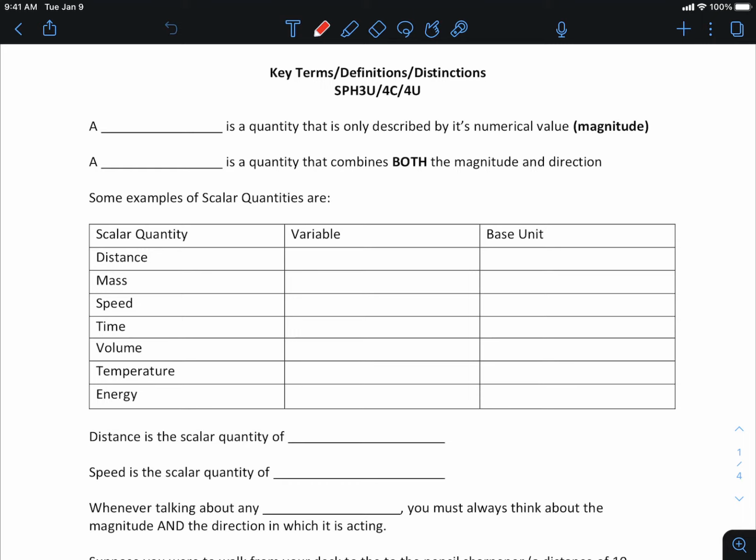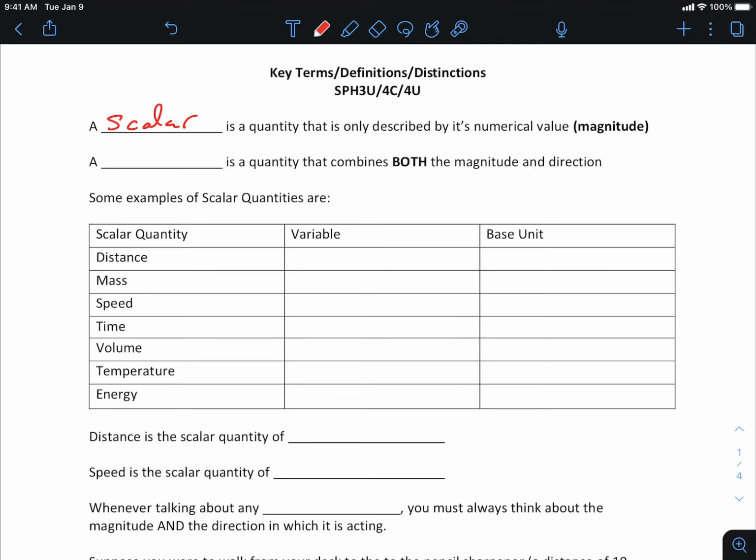And the 4Us know this, but just to put it down into writing, a scalar is a quantity that is only described by its numerical value. We call that its magnitude, how big it is. But it doesn't tell us anything about the direction in which it's acting. It's just a number.